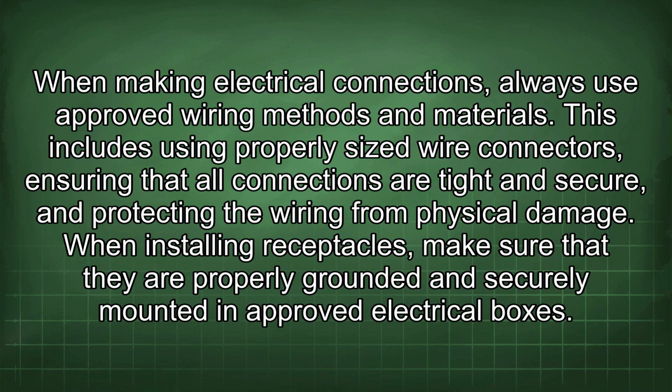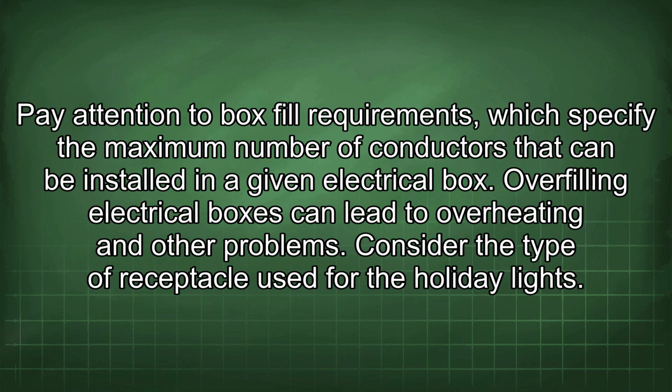When making electrical connections, always use approved wiring methods and materials. This includes using properly sized wire connectors, ensuring that all connections are tight and secure, and protecting the wiring from physical damage. When installing receptacles, make sure that they are properly grounded and securely mounted in approved electrical boxes. Pay attention to box fill requirements, which specify a maximum number of conductors that can be installed in a given electrical box. Overfilling electrical boxes can lead to overheating and other problems.